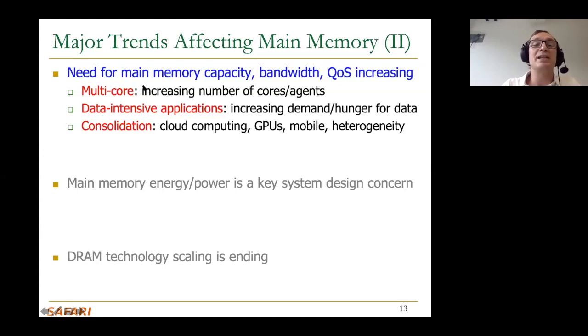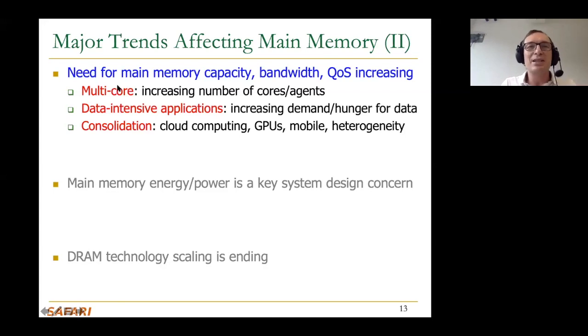We can design these multi-core or multi-agent systems really well. The difficulty is over here. As a result, once you increase the number of cores, once you put many cores, they demand more memory capacity, they demand more bandwidth, and they cause more quality of service problems by actually interfering with each other. Right? So multi-core is a driver of this trend.